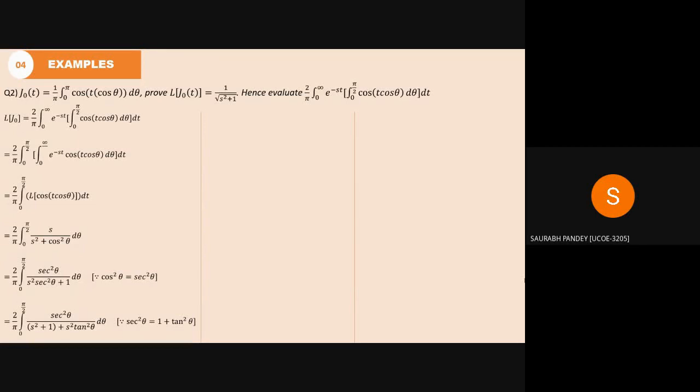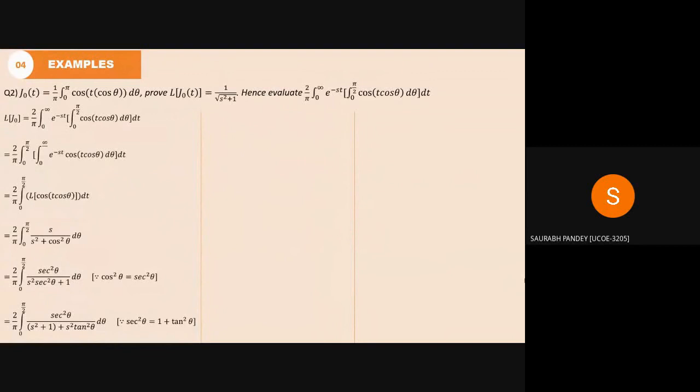2 by pi, integral from 0 to infinity of e raised to minus st, and the integral from 0 to pi by 2 of cos(t cos theta) d theta. So let's start this sum. This one is similar to the previous one. Similarly here also we have taken 2 by pi, the integral from 0 to infinity of e raised to minus st, and then again the integration of cos(t cos theta) dt, with limits 0 to pi by 2.